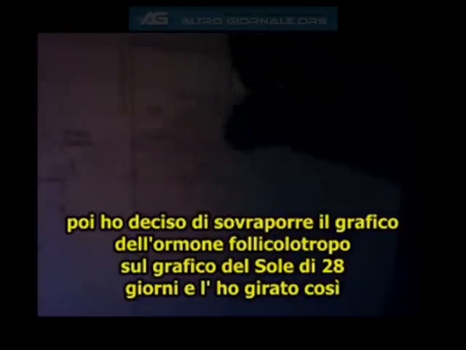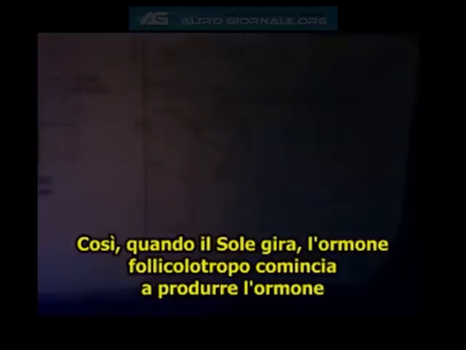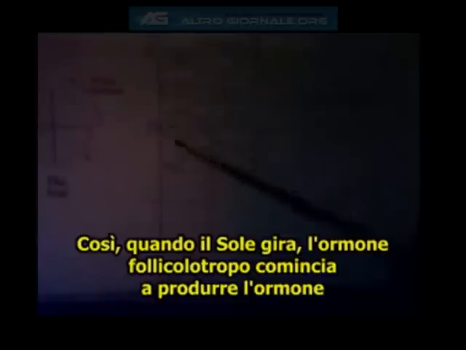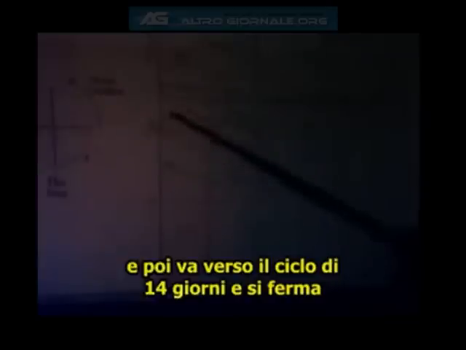Then what I decided to do was, I put this follicle-stimulating hormone graph here on top of the 28-day cycle, like so, and I rotated it like so. And what I've discovered was that the follicle-stimulating hormone is switched on day 2.5 of the sun. So as the sun spins, the follicle-stimulating hormone starts to produce the hormone, and then it follows the sunspot cycle for 14 days and stops.